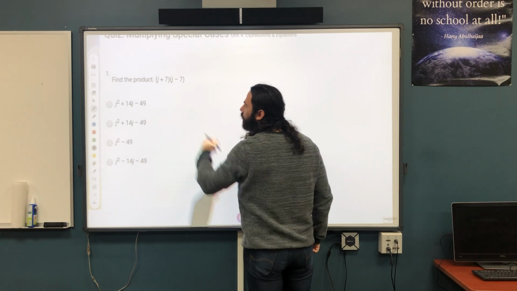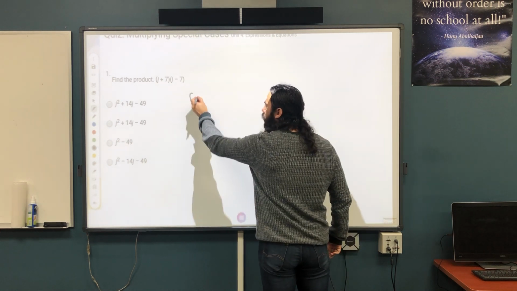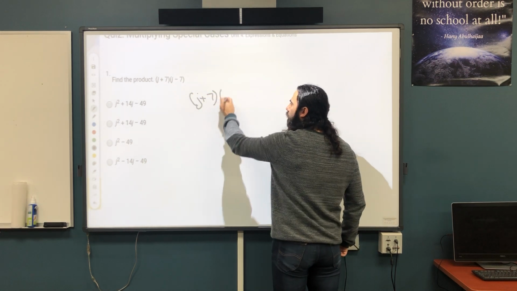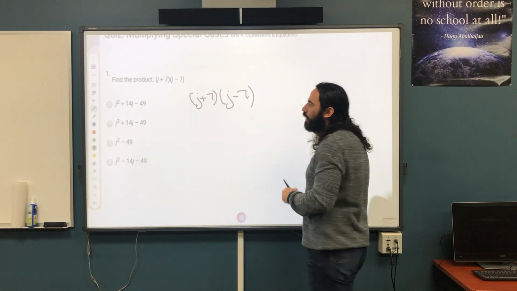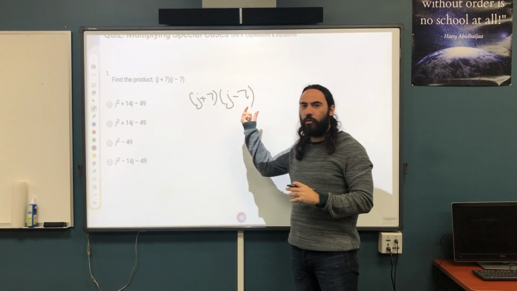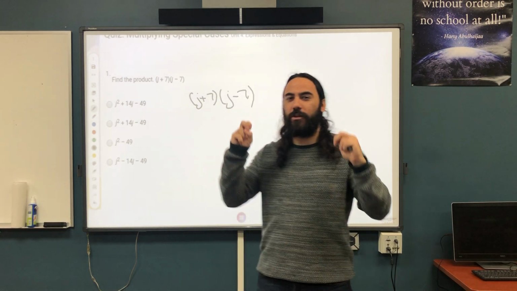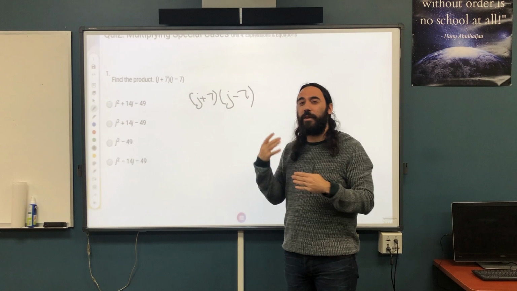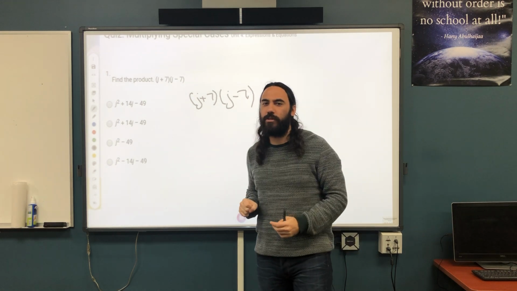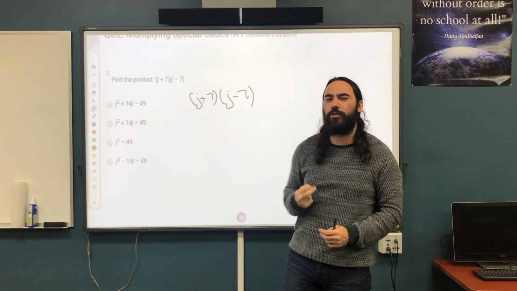So the first one, you need to find the product of j plus 7 times j minus 7. Now if you remember, we have two binomials. We need to have 4 multiplications. But in this case, because it's a special case, it means that we can solve it easier. We don't have to do 4 multiplications. In this case, we only need to do 2 multiplications.